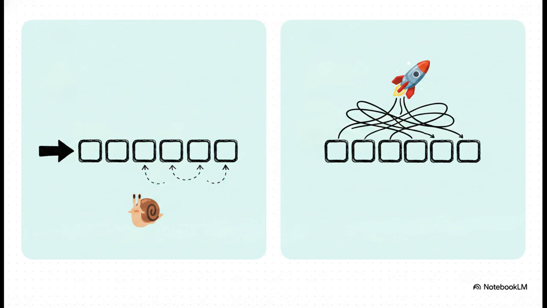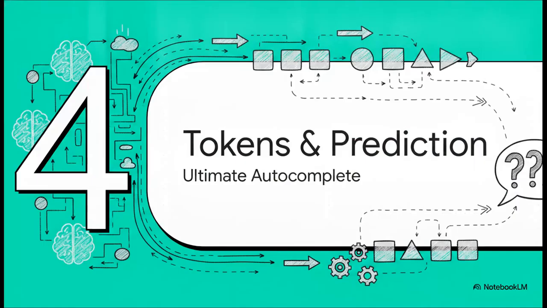This lets the model totally grasp the context of every word and how they relate, no matter where they are. Plus, since it computes in parallel, it is just vastly faster to train. Okay, so we've got this highly attentive pre-trained digital brain. Let's move to Section 4, Tokens and Text Prediction, the ultimate autocomplete.